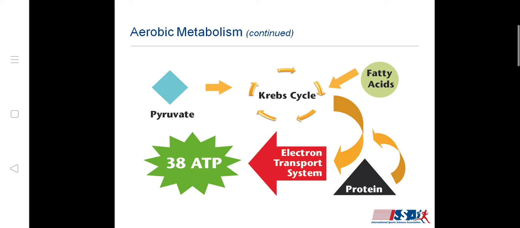So, remember our pyruvate molecule from non-oxidative glycolysis? If the pyruvate is not converted to lactic acid, it can be converted instead to acetyl-CoA, the chemical used to power the Krebs cycle. Fats and proteins can also be converted into acetyl-CoA. This means that unlike the anaerobic pathways, the oxidative pathway can break down fat for energy.